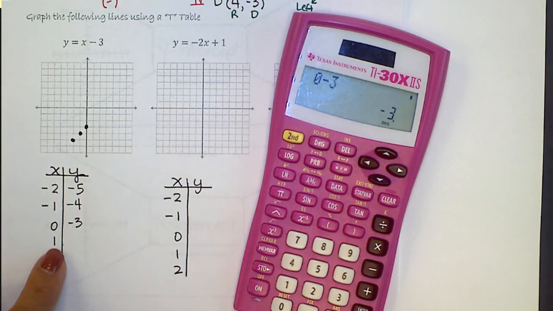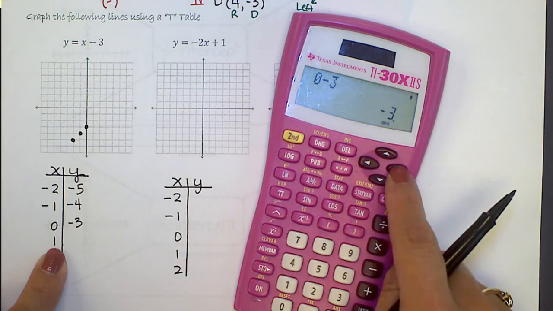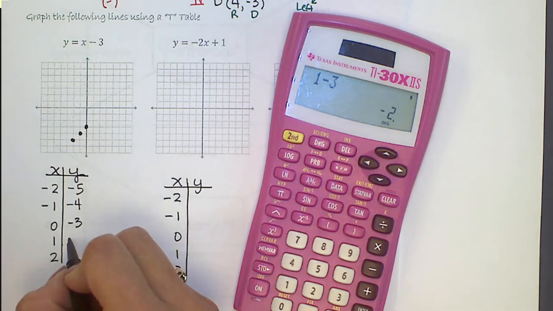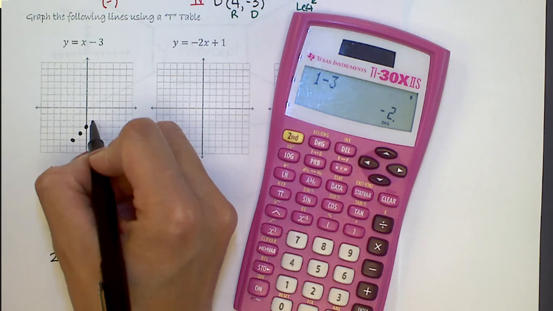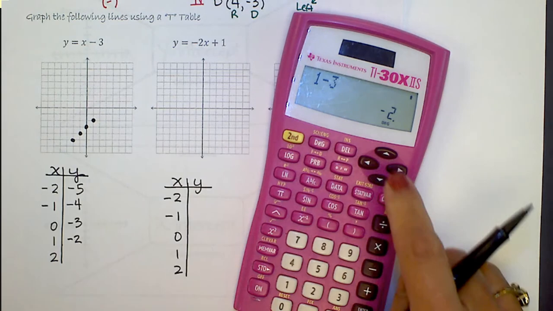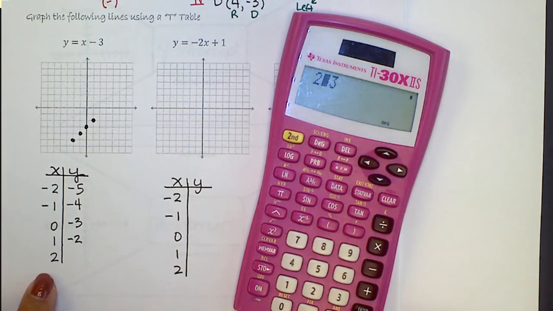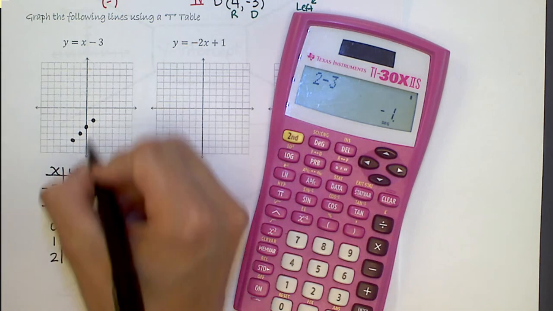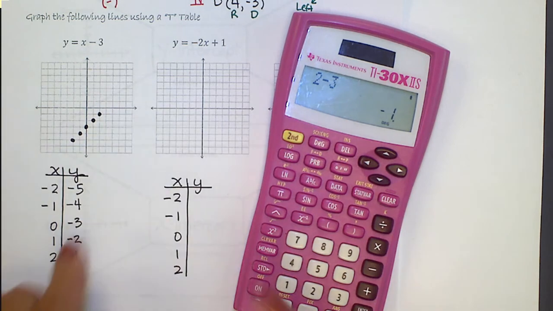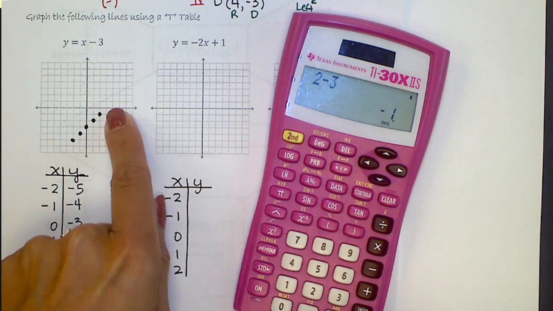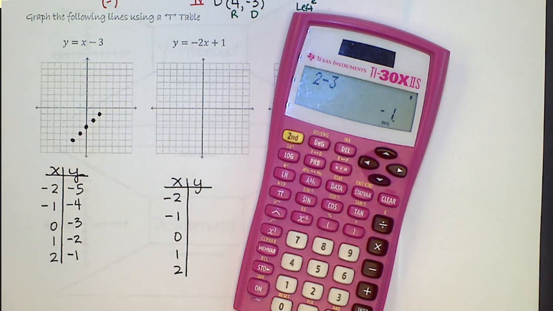All right, let's plug in 1. So we can just replace the 0 with a 1. 1 minus 3 is -2. I know some of you can do that in your head, so you won't need a calculator. And then 2 minus 3 is -1. You can probably guess if I put in one more value, 3 will be over here, 0. Now at this point, I would like for you to use a straight edge or a ruler.